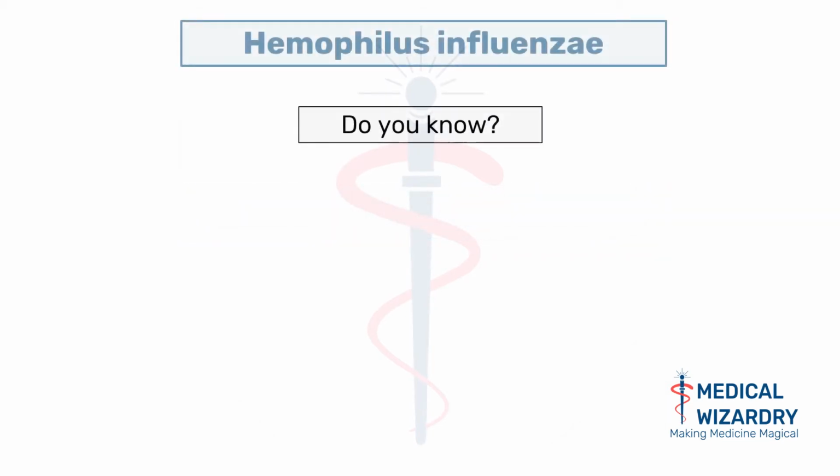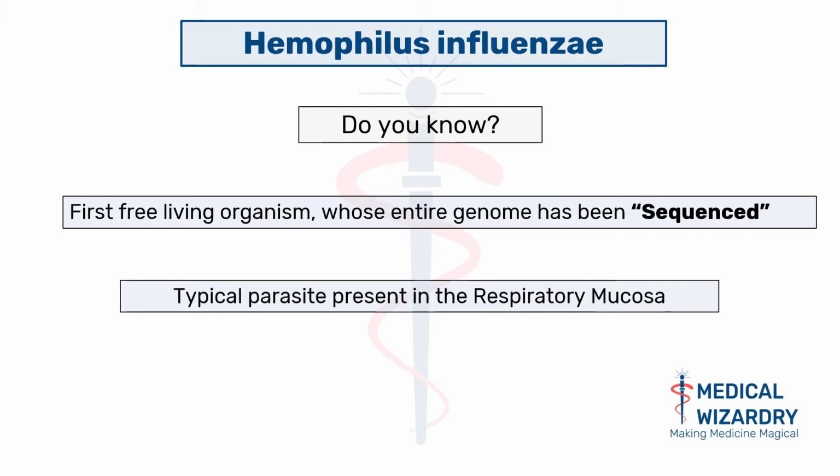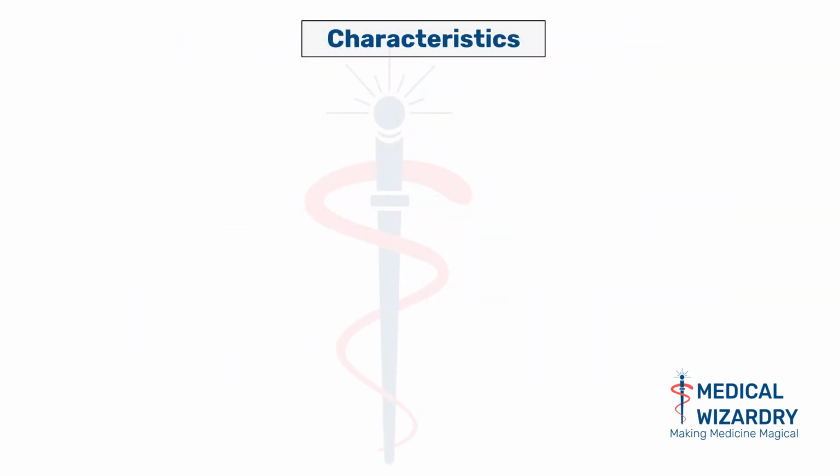Do you know? Haemophilus influenzae is the first free-living organism whose entire genome has been sequenced. And it is one of the typical parasites present in the respiratory mucosa. Let us see the basic characteristics of Haemophilus influenzae.